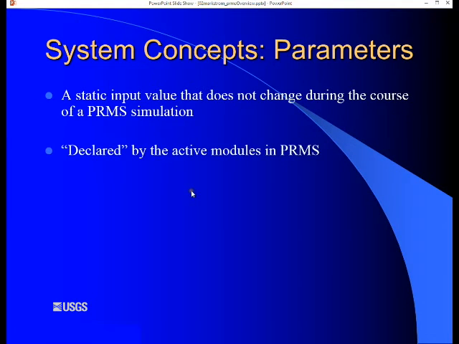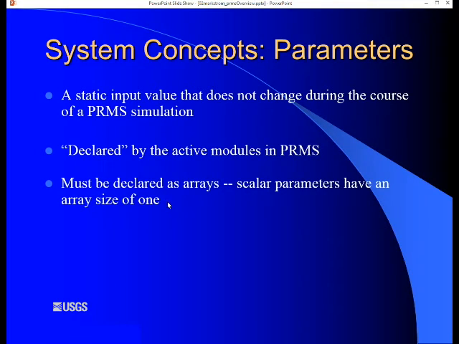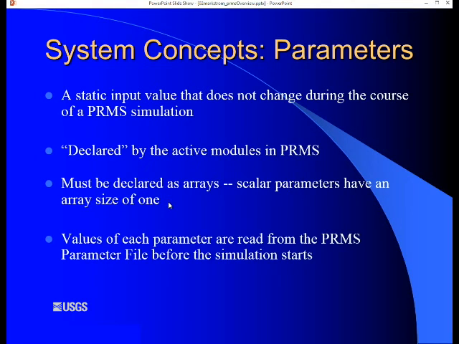PRMS also has a concept of parameters. Basically, a parameter is a static input value that does not change during the course of the simulation. Parameters are declared by the active modules, basically the modules that are being used for the simulation of the different processes. Parameters are declared as arrays. Even if there's only one value for that parameter, it's an array of size 1. Values for the parameters are read from the input parameter file. They could be real or integers.